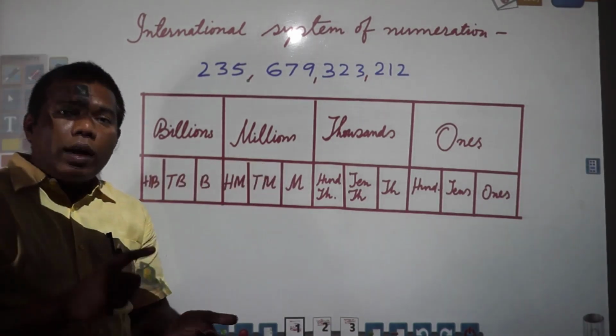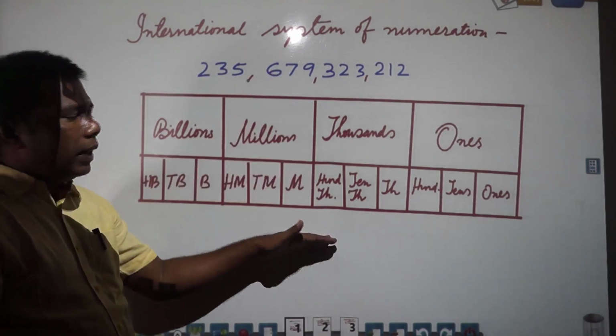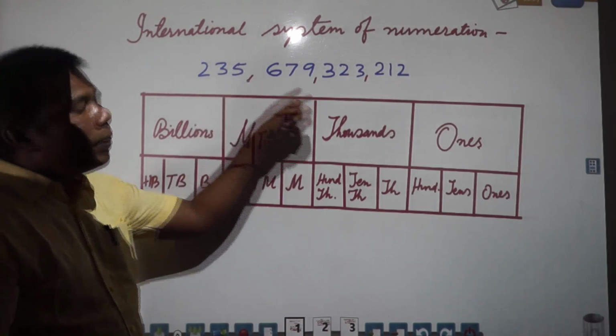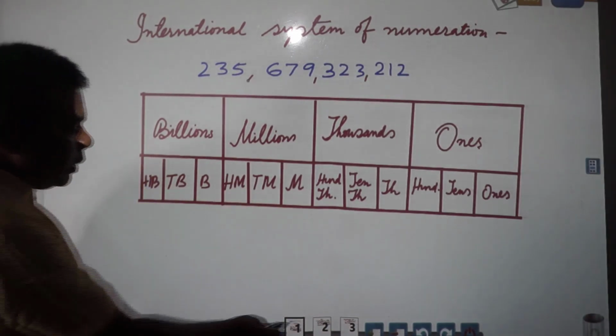So in this way, any number you write, you practice yourself, write the numbers, try to read, and even try to compare with the other system. The same number, if it is written in the Indian system, the value will be the same, but how we read it in the Indian system, that you need to know. So for that, practice is needed.